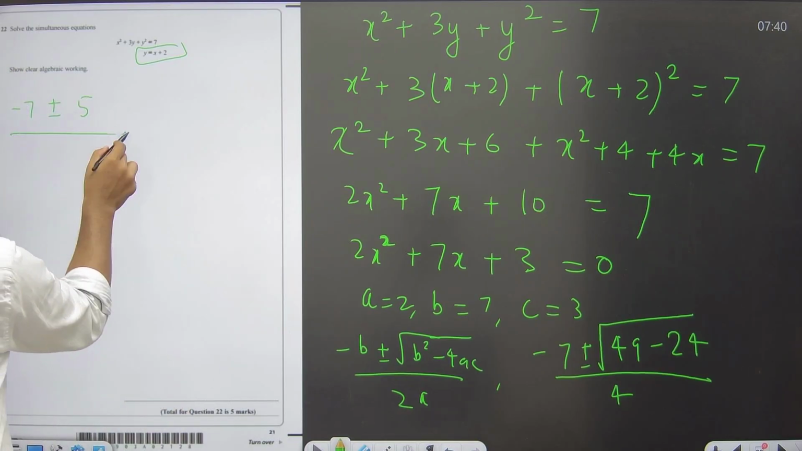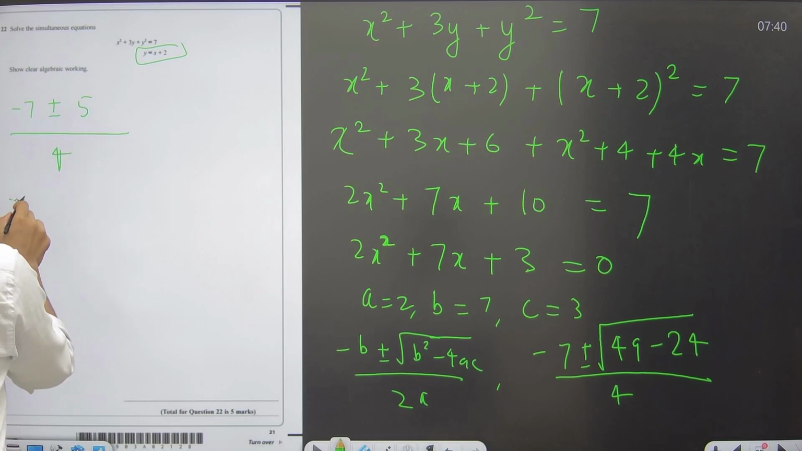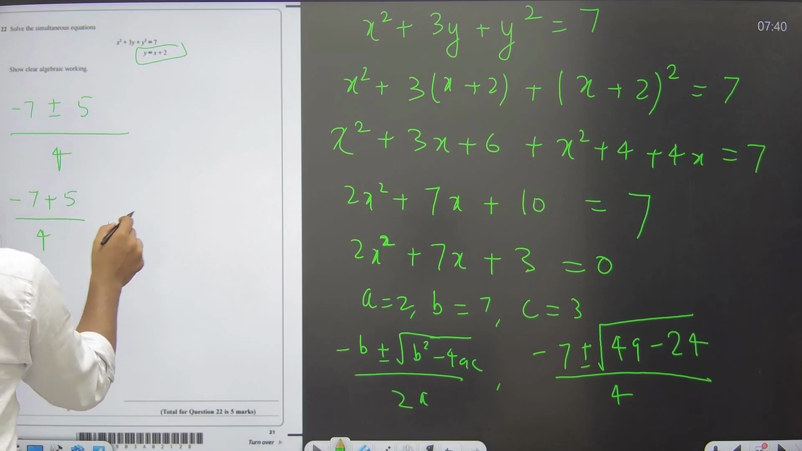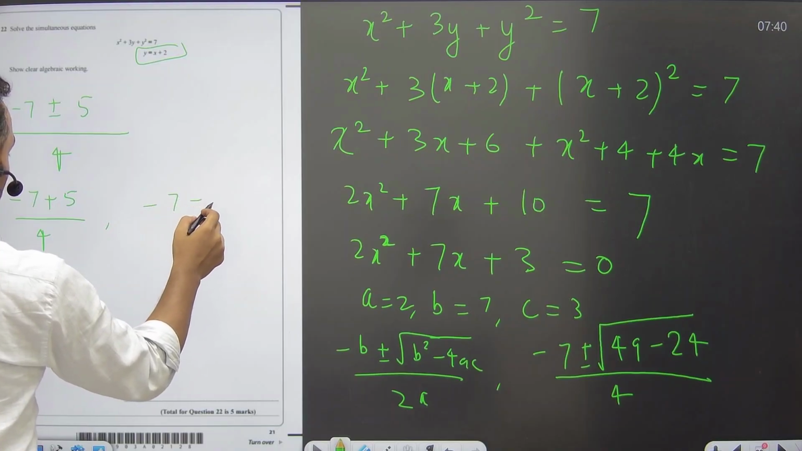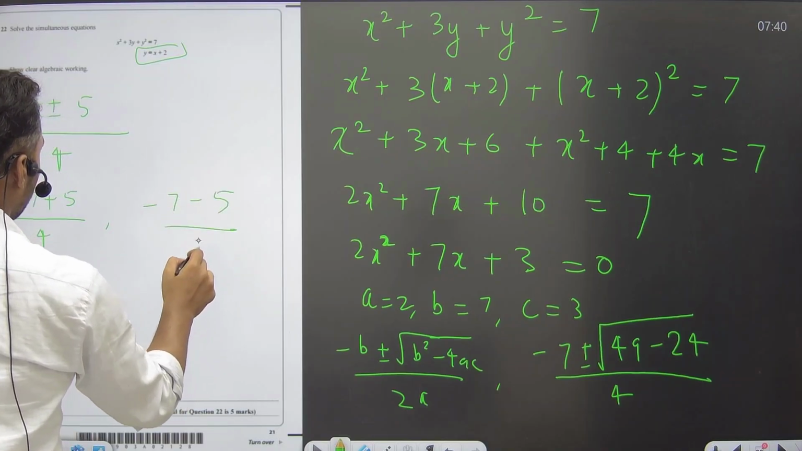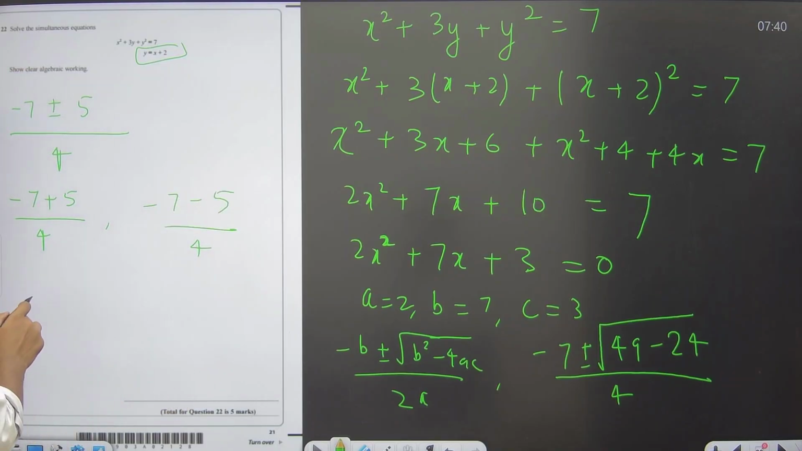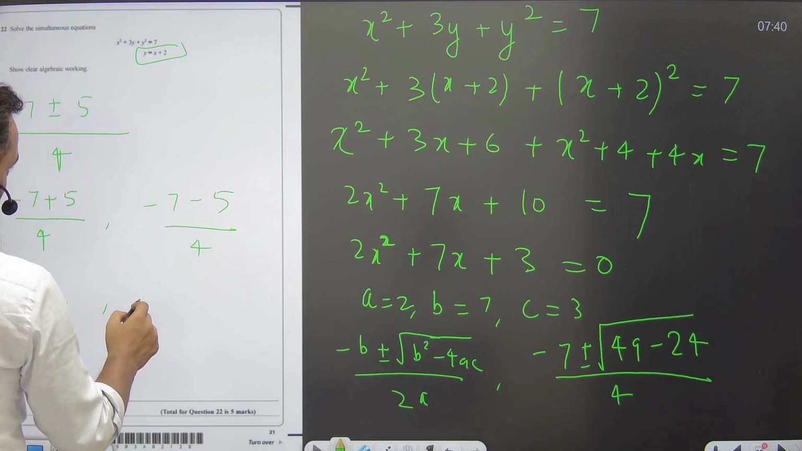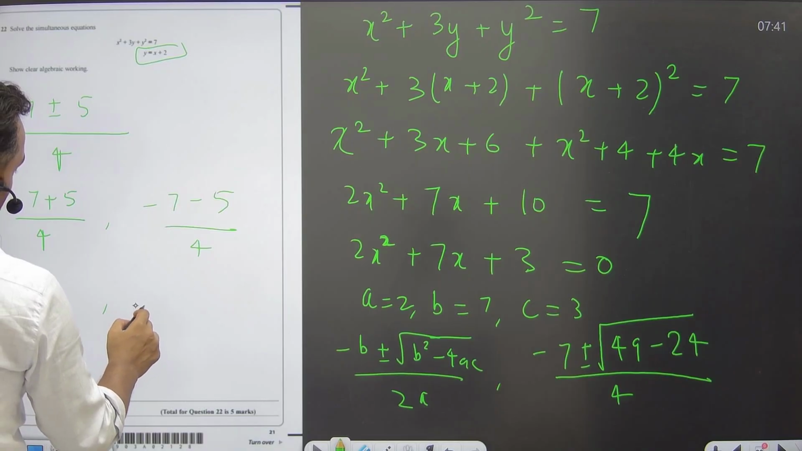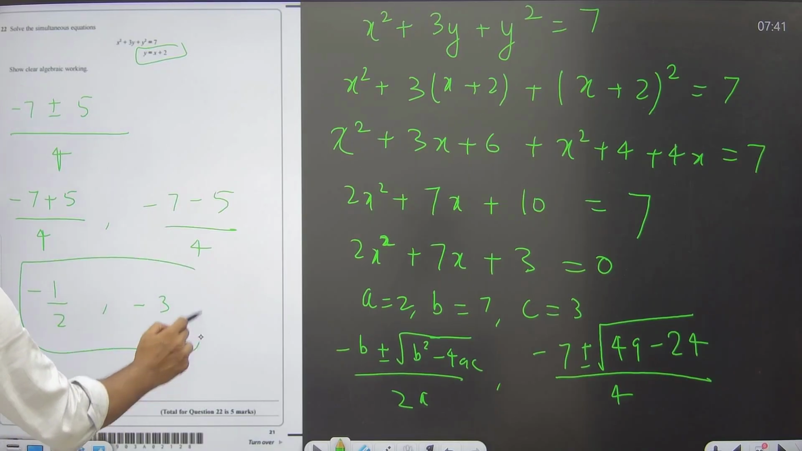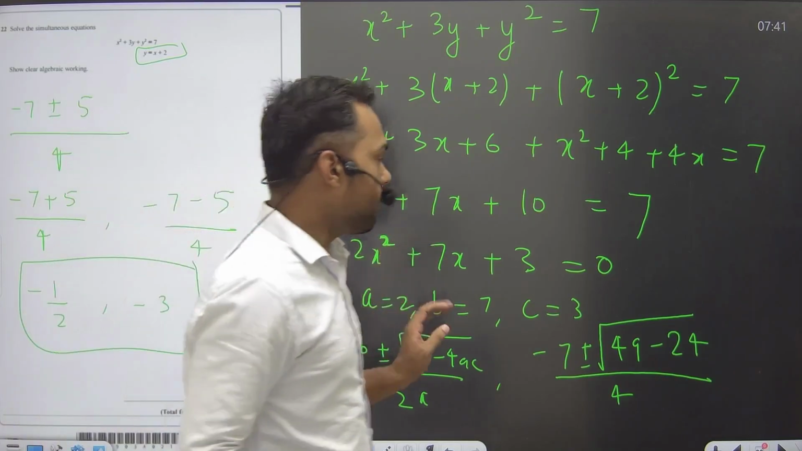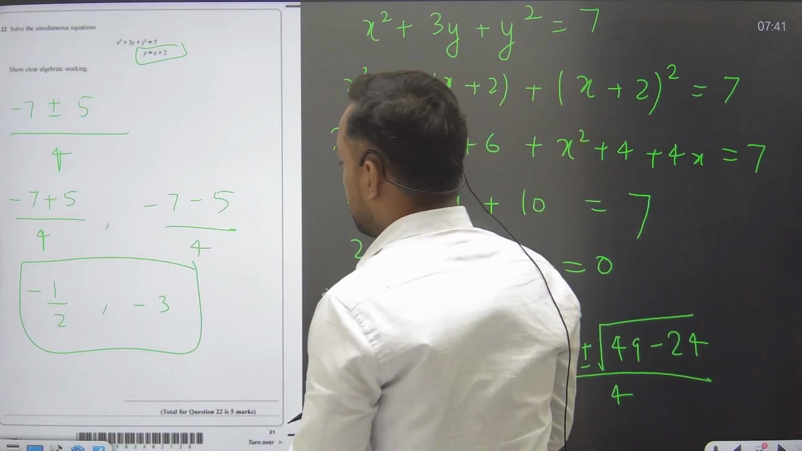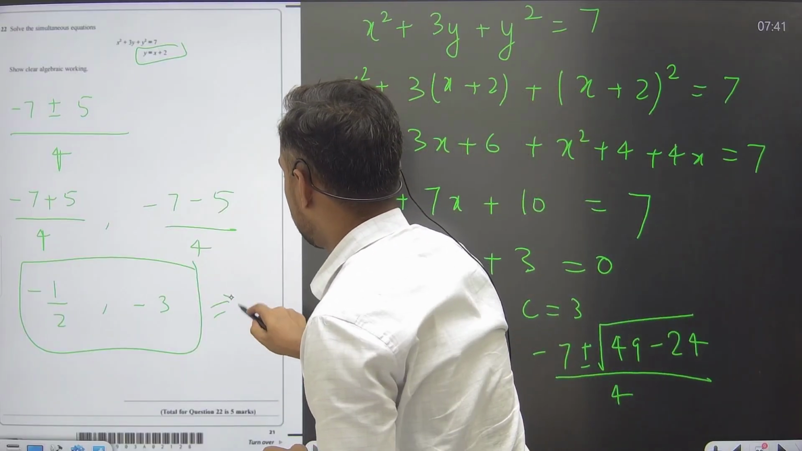So 5 upon 4. So the first possible case is negative 7 plus 5 upon 4, and the second case will be negative 7 minus 5 upon 4. So here you will get minus 2 by 4, that is equal to minus 1 by 2, and here you will get minus 12 by 4, so it will be minus 3. So these are the values of x, student.